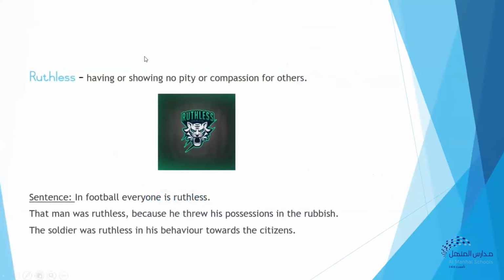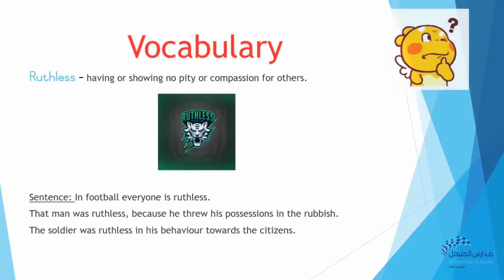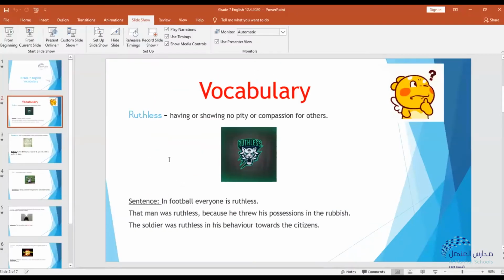So the first word we have is ruthless, and we came across this in the literature that we did. Ruthless is having or showing no pity or compassion for others. So that's the definition of ruthless. When someone does not show any pity, they're not very kind in their nature and they don't show any compassion for others. They are ruthless. They don't consider other people's emotions.